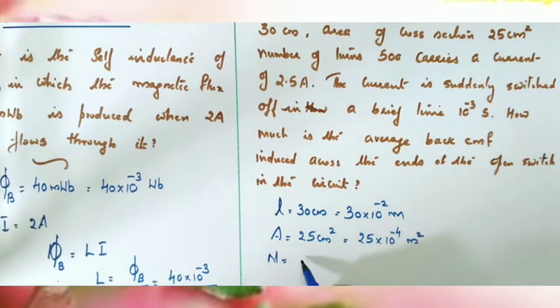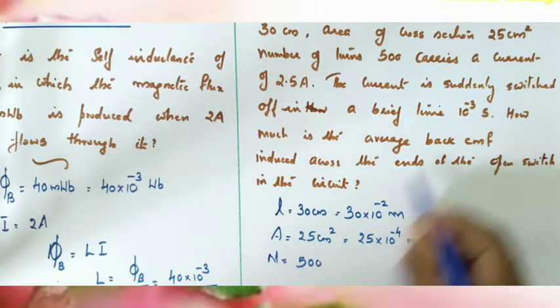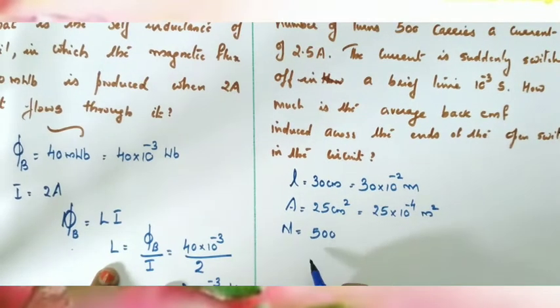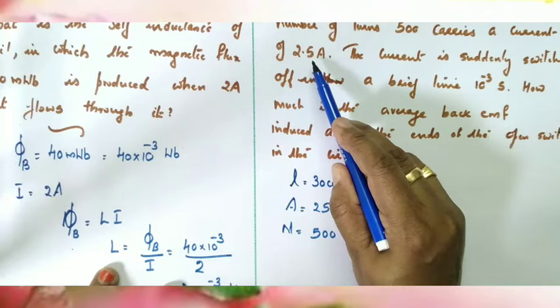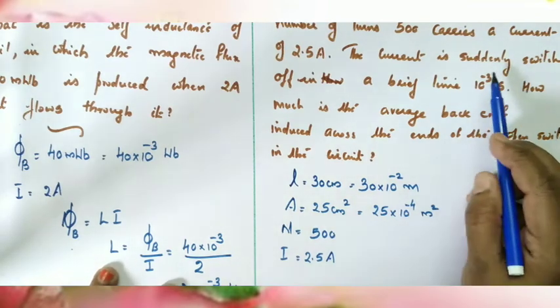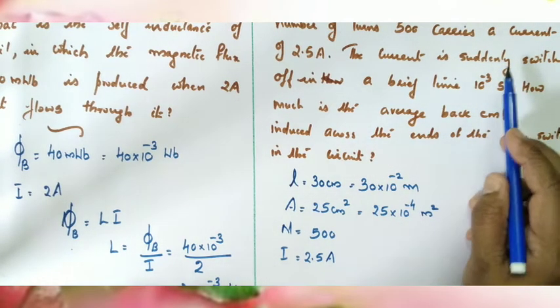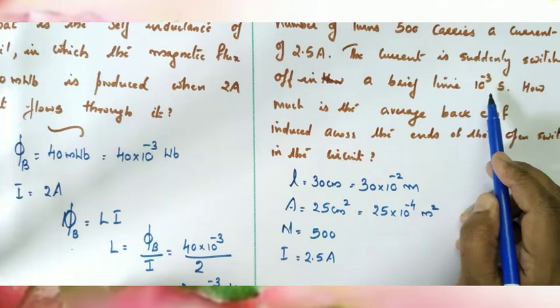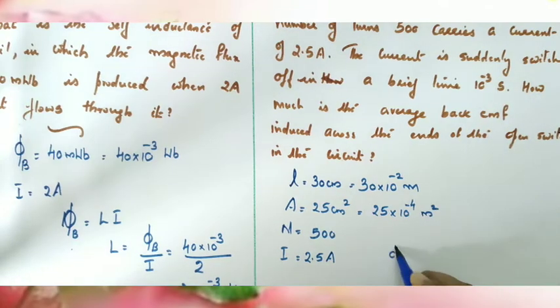Number of turns is equal to 500. Carrying a current of 2.5. So initially current is 2.5 ampere. So I is equal to 2.5 ampere. Clear? What is the change in current when the current is suddenly switched off in a brief time 10 raised to minus 3? What is the change in current? We can write change in current is 0 minus 2.5.